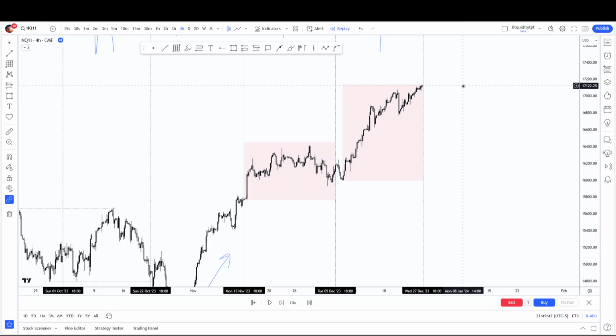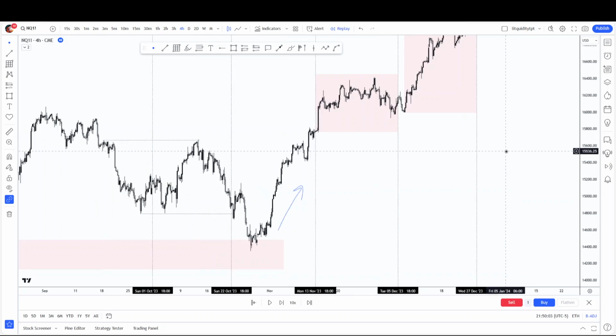With Forex, it depends. Which liquidity pools are we coming into? Which higher time frame POI are we coming into? Are we coming into a monthly order block? Are we coming into a monthly fair value gap? These things matter, all right?